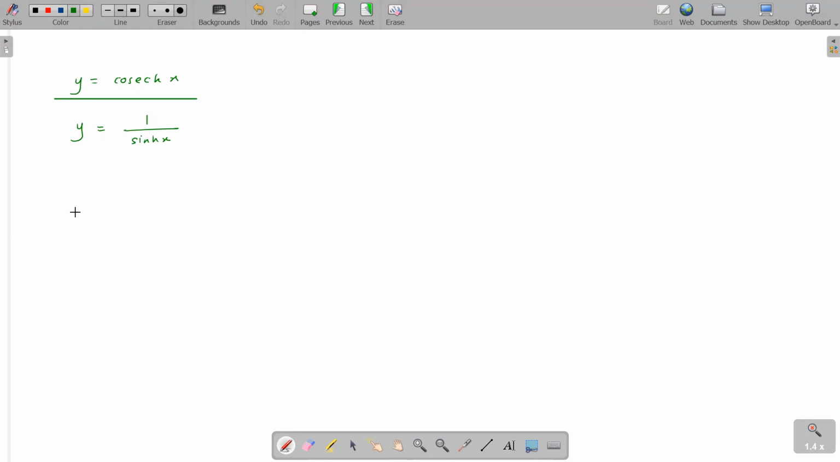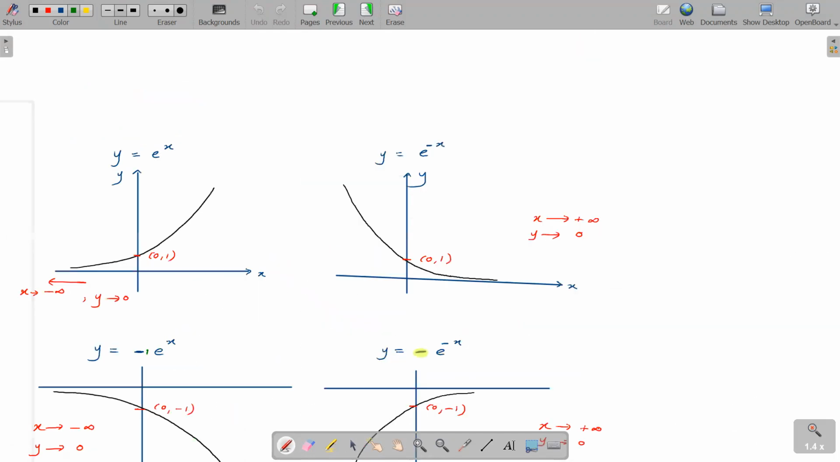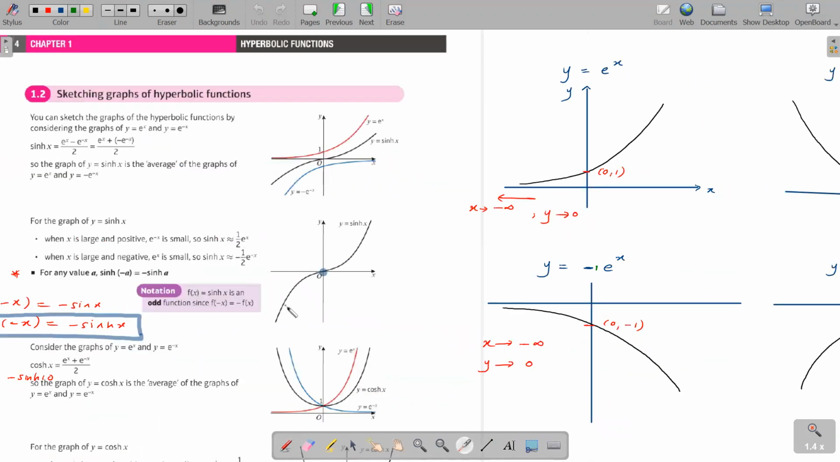Now in this graph, there are a few important things to note. Unlike the sech graph, in the sinh graph, if you look at the original sinh graph, this is our sinh graph. Now we are trying to draw the reciprocal of this. In this case, we run into an additional problem. So what is the additional problem?